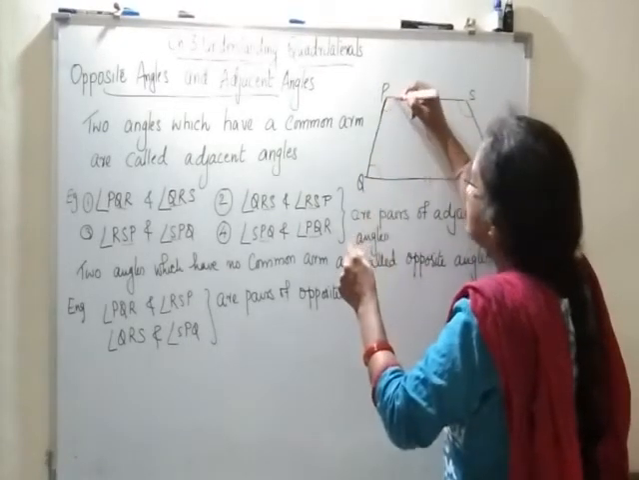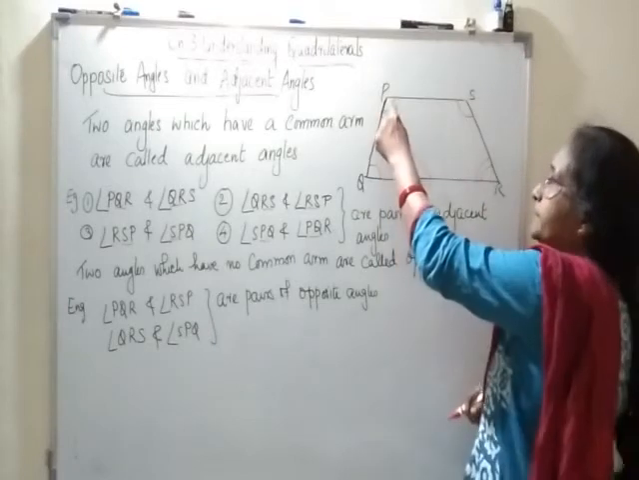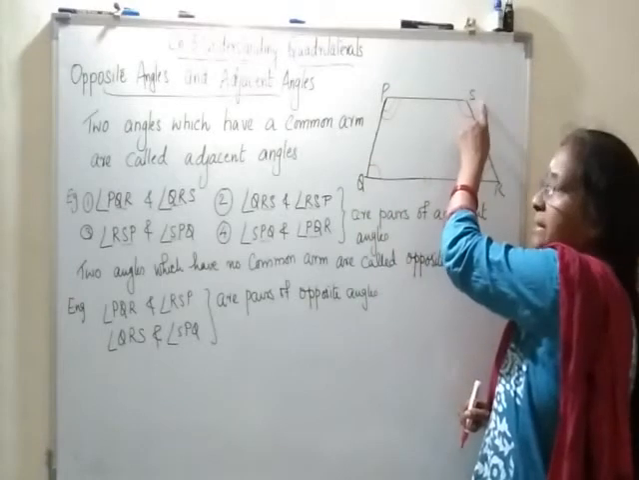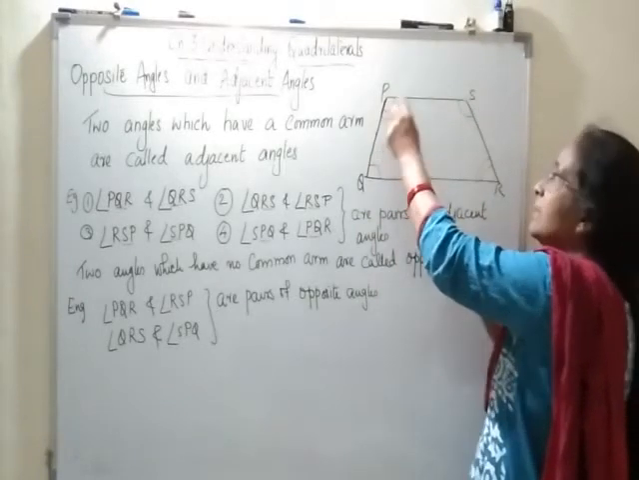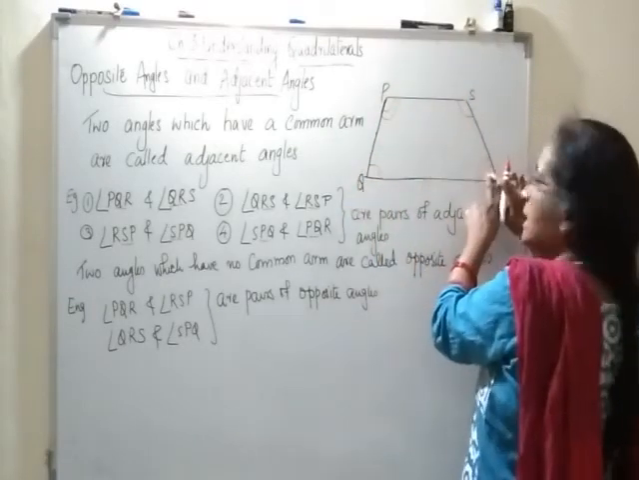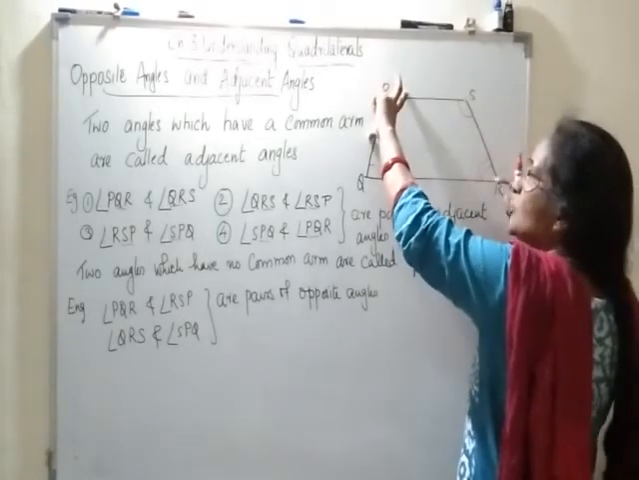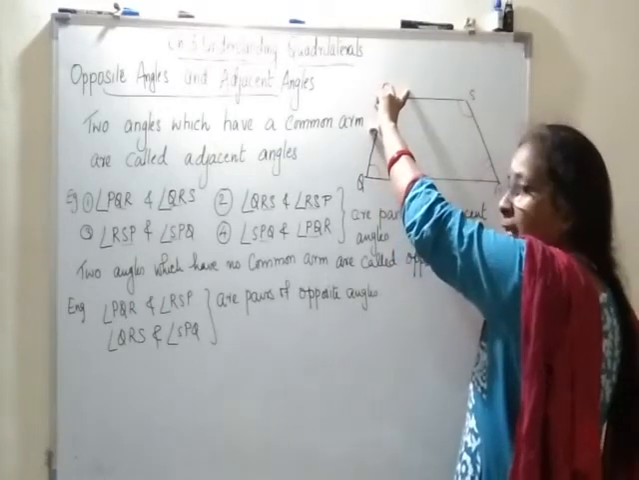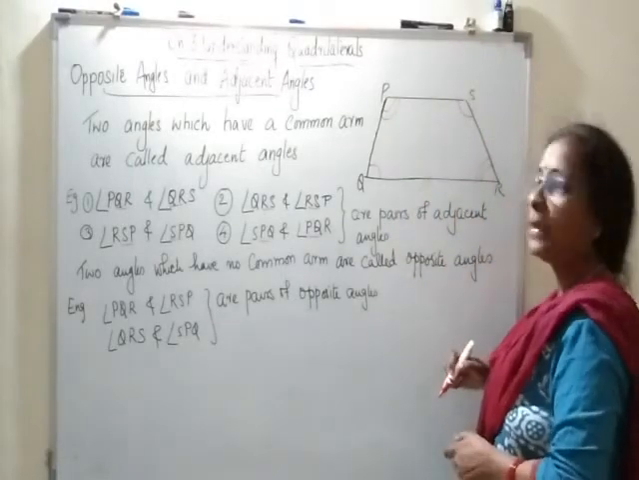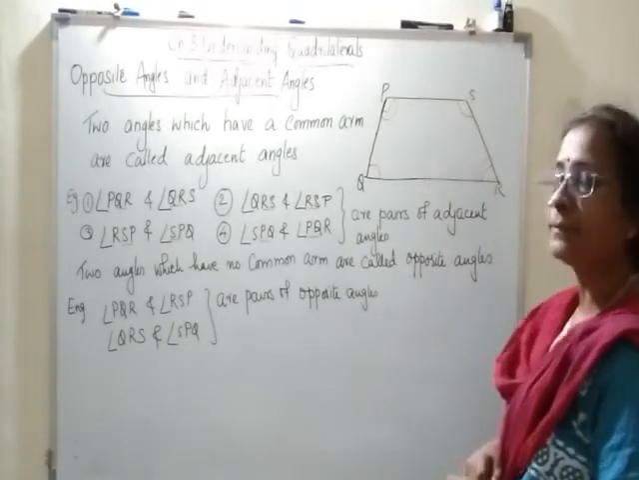Similarly, if you take these two, angle SPQ and angle QRS, which are the arms of this angle? This one and this one, these two arms, PS and PQ. And for this, which are the arms? RQ and RS. So for this angle, these two are the arms, and for this angle, these two are the arms. So there is no common arm. So angle P and R are opposite angles.